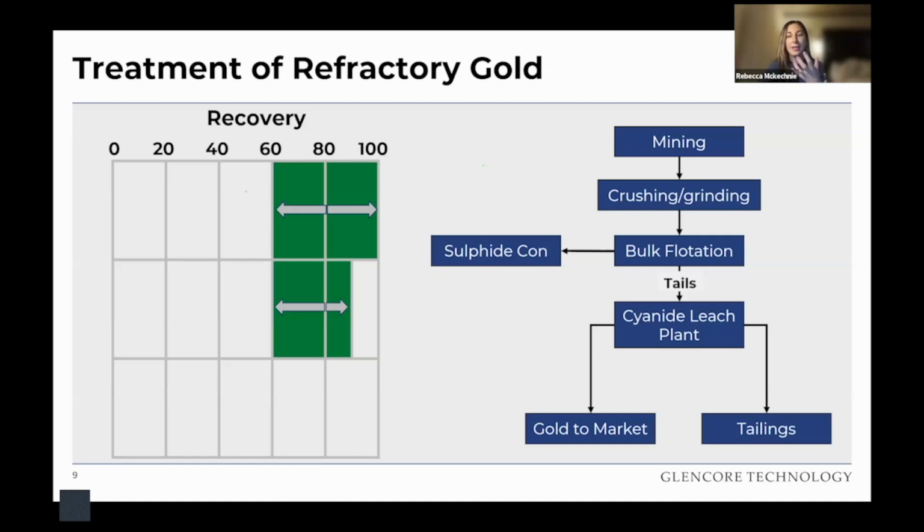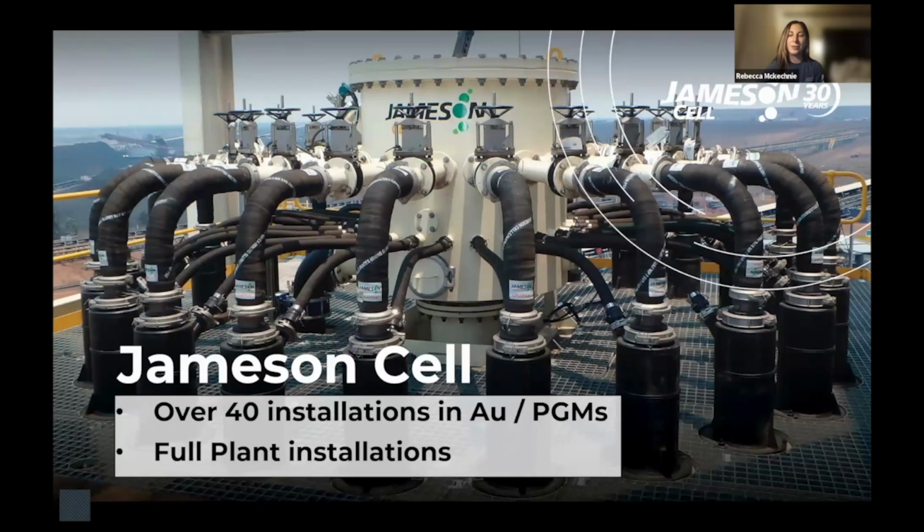And then the cyanide amenable gold in the tails of the flotation can continue to progress down the existing cyanide leach circuit. So from Glencore Technology's perspective, one of the technologies we offer is an established and quite innovative solution in froth flotation, and that's the Jamieson cell. The Jamieson cell was developed nearly 40 years ago, and there are actually over 500 installations of this cell in the world today, all around the world.